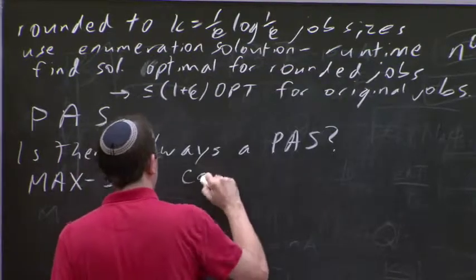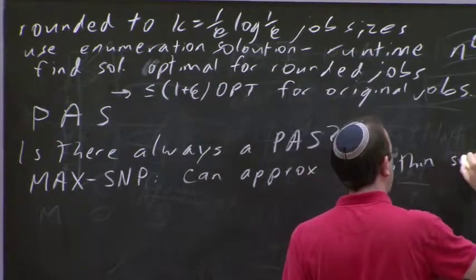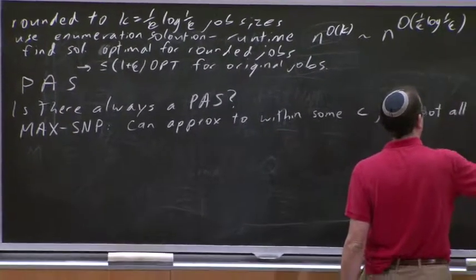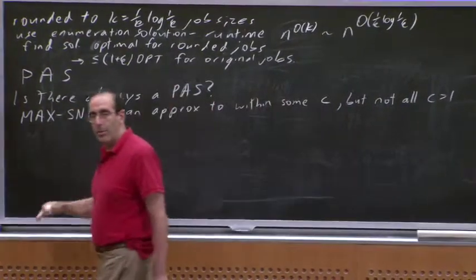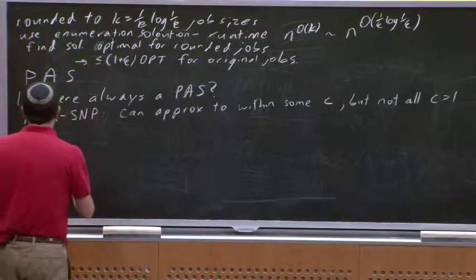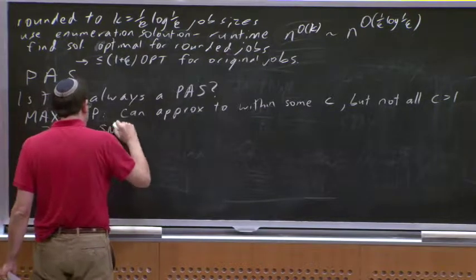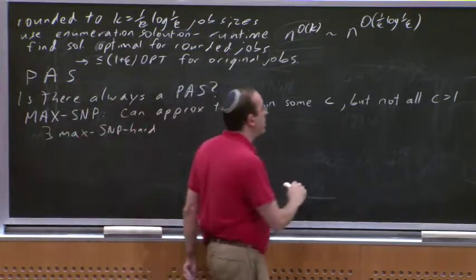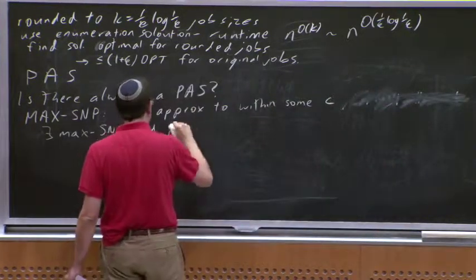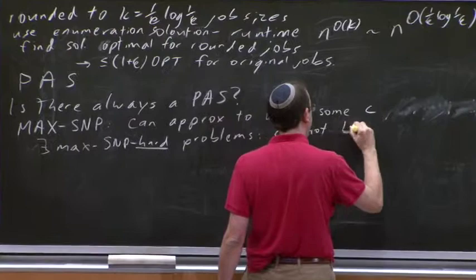Okay, so you can approximate these problems to within some c, but not all constants. So there's some lower bound on the approximation factor that you can achieve. And they proved that there are, actually, sorry, let me be careful about what I'm saying here. There are max SNP. So I think max SNP just means that you can approximate it to within some constant. But they proved that there are these max SNP hard problems, which cannot beat some constant.